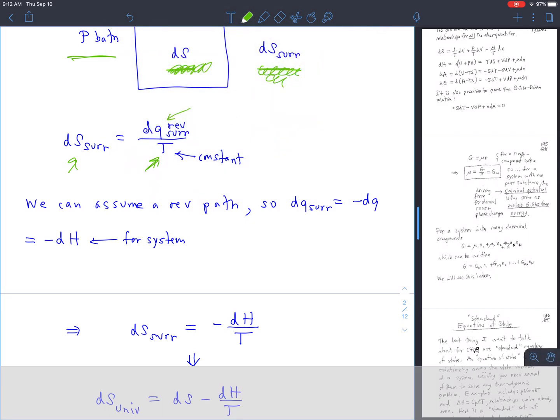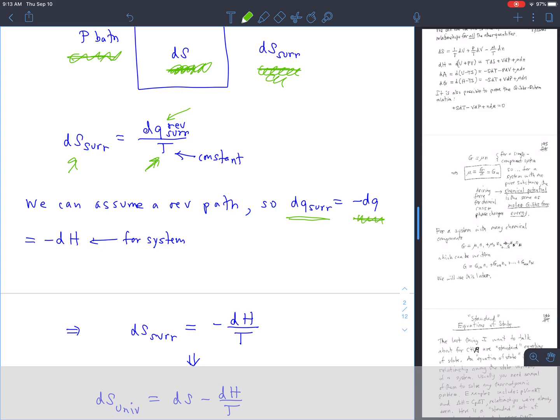All right. If it's a reversible process, which it has to be for the purposes of calculating entropy changes, then the entropy change for the surroundings is equal to the negative of the heat change for the surroundings, which is equal to the negative of the heat change for the system. And for a constant pressure process, and we've got a P bath, so it must be a constant pressure process, a P bath and a reversible process means it has to be a constant pressure process.